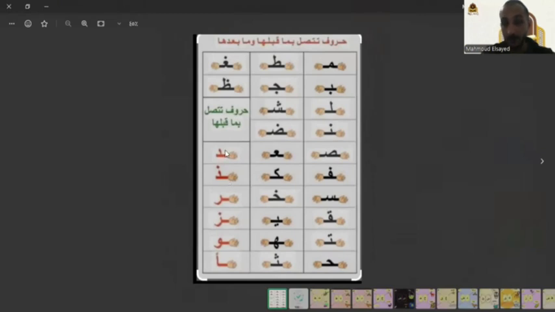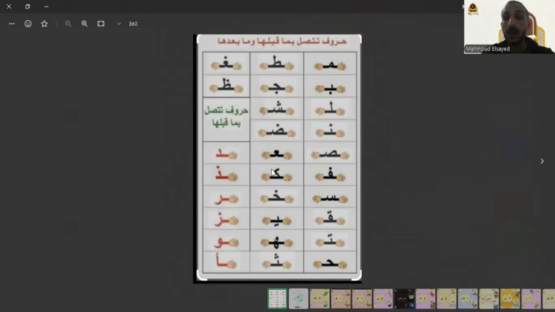The first group contains the dal, dhal, ra, zay, waw, and hamza. This group can be connected from only one side, which is the right. It can only be connected from the right side, but it cannot be connected from the left. So it can be connected from one side.